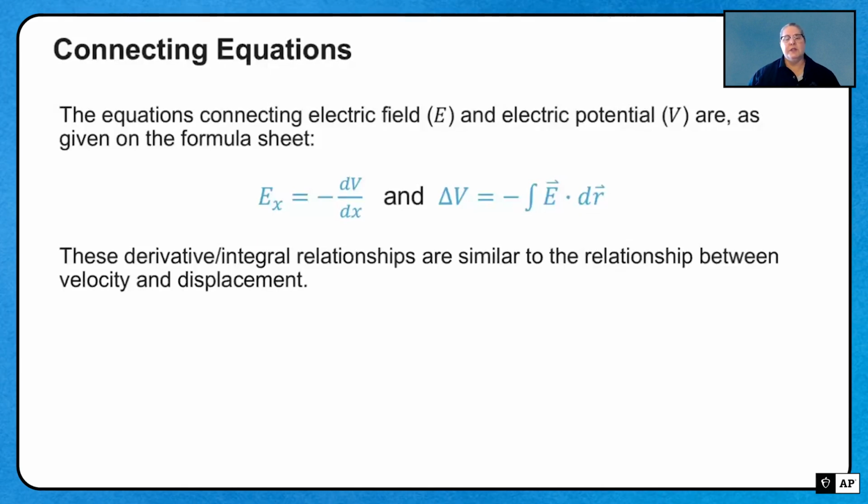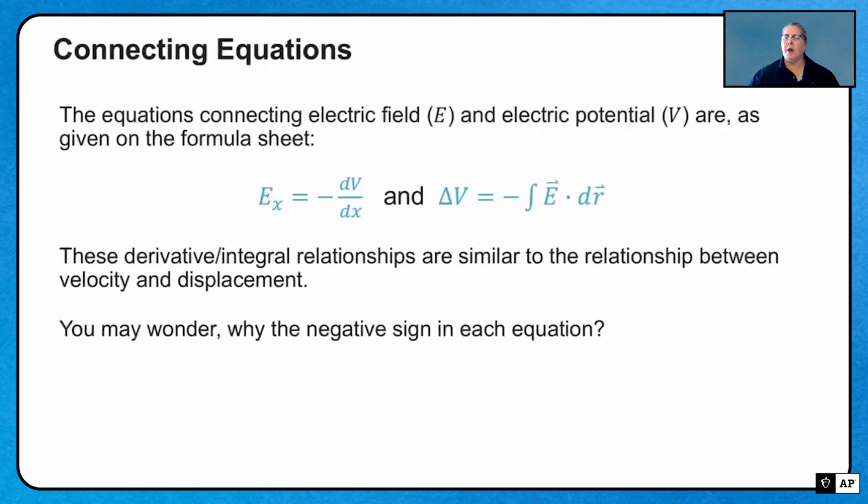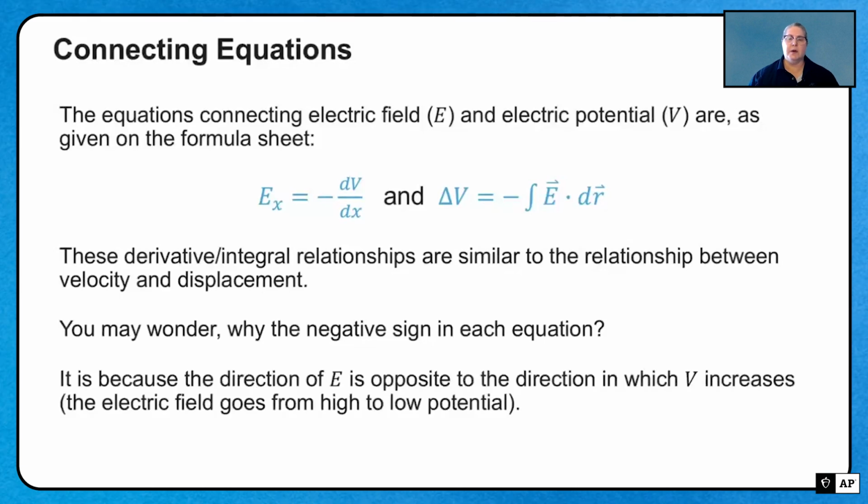The derivative and integral relations are very similar to what you find between velocity and displacement. The velocity is the derivative of position with respect to time, and the displacement is the integral of the velocity time function. So you might wonder, why do we have negative signs here? The negative signs are because of how the electric field flows. It always flows from a high to low potential. So if I calculate a change in potential, and I always do final minus initial, I'm going to get a negative value. The negative in the equation then takes care of that.